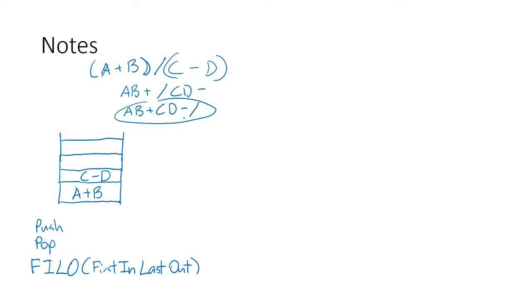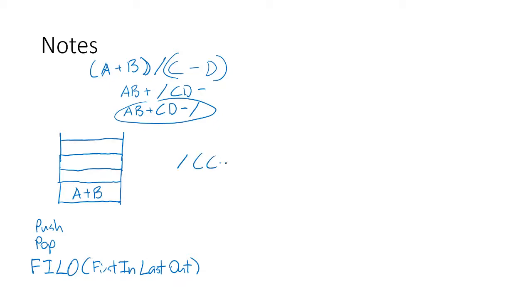Alright, I'm almost done. I need to read in one more input, the division sign. So I'm going to write that right there. I push it on, and now that I have an operator, I'm going to pop that off. And I pop the two below it off as well. So the first one is C minus D.